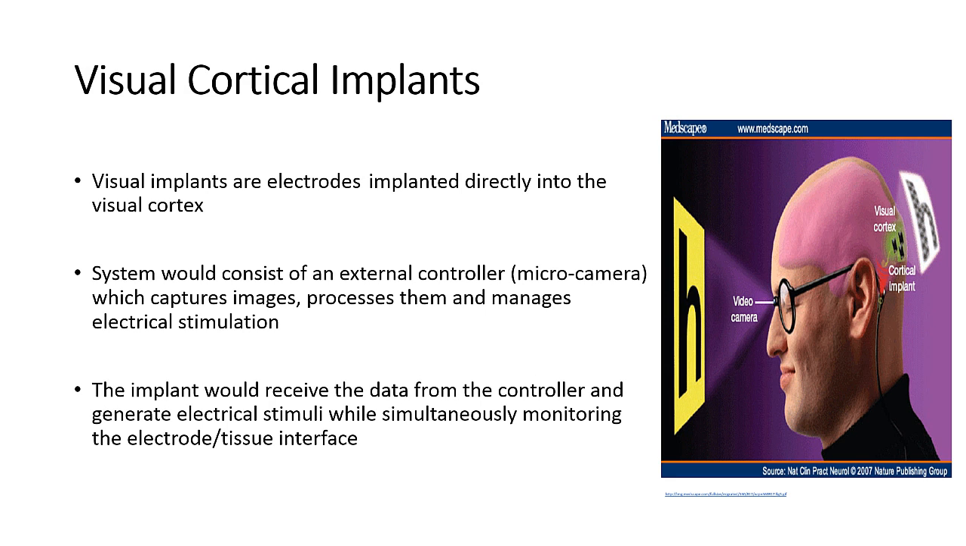Visual cortical implants. Visual implants are electrodes implanted directly into the visual cortex. Such a system, as shown in the figure on the right, would consist of a video camera placed near the eye or mounted on the head, which would capture images, process them, and manage electrical stimulation. It would transmit information and data either wired or wirelessly to the implant, which would be within the visual cortex, and this implant would generate the electrical stimuli necessary while monitoring the electrode tissue interface to ensure that everything is in order and there's no damage to the neural tissue.